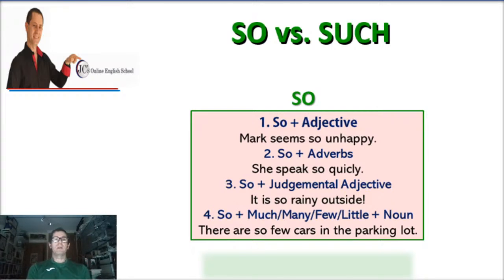So plus adjective. Mark seems so unhappy. So plus adverbs. She speaks so quickly. They forgot the K in the word quickly, but that's okay, it's a typo. Next one: so plus judgmental adjective. It is so rainy outside. So rainy, in this case, is the judgmental adjective. No, it's not rainy today. Today is okay here in Madrid.